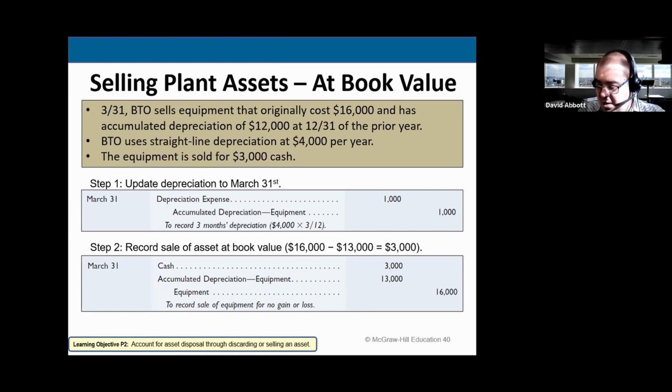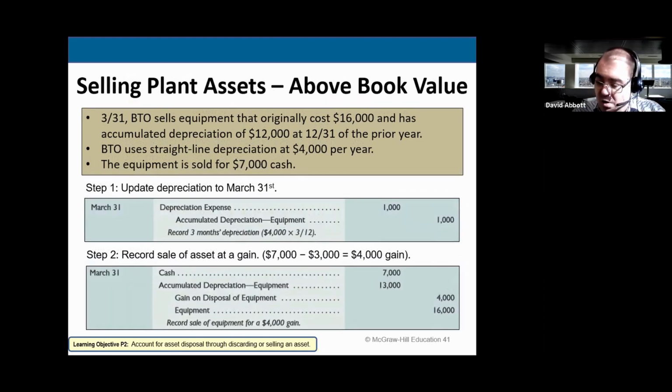So now, the sale at book value. If BTO receives $3,000 cash, an amount equal to the equipment's book value as of March 31st, where book value is $16,000 minus $12,000 minus $1,000, no gain or loss is recorded, and so that was what was shown above.